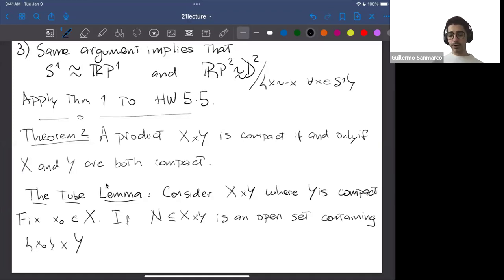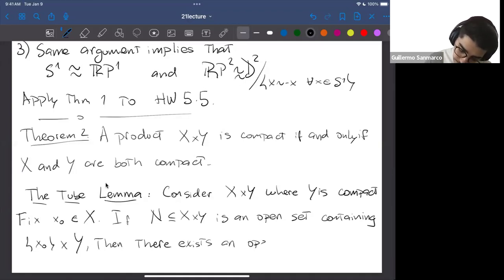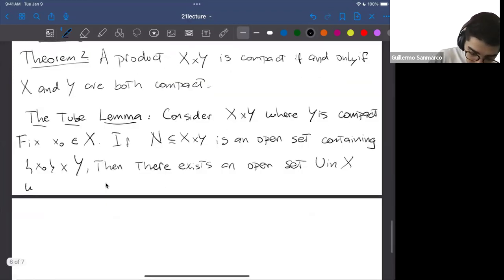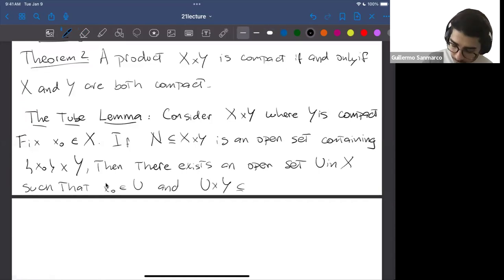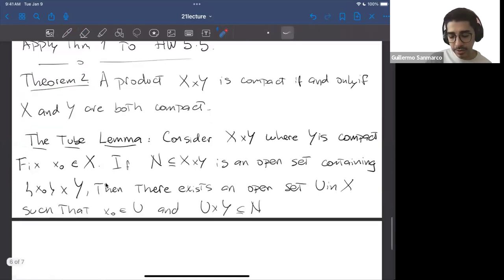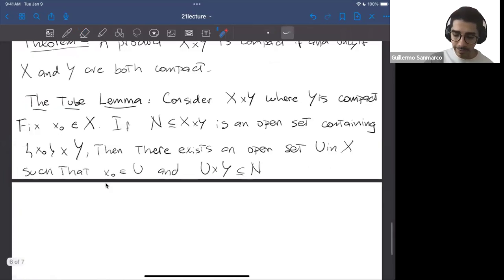So if you have a neighborhood containing the slice, then there exists an open set U in X that contains x naught, such that x naught lives in U, and the entire U cross Y lives inside of N. So this is called the tube, and this is called the slice. And let me tell you why very briefly.